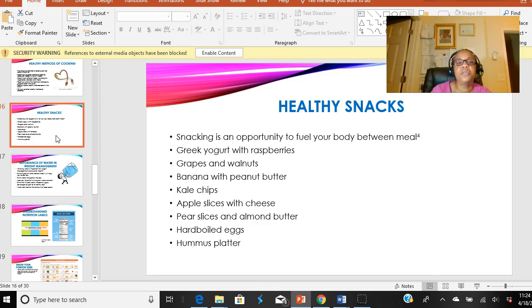Here are some suggestions: Greek yogurt with raspberries, grapes and walnuts, bananas with peanut butter, kale chips, apple slices with cheese, pear slices and almond butter, hard-boiled eggs, and hummus platter. All these are healthy snacks because they're high in nutrients and low in calories. So we can snack on these.